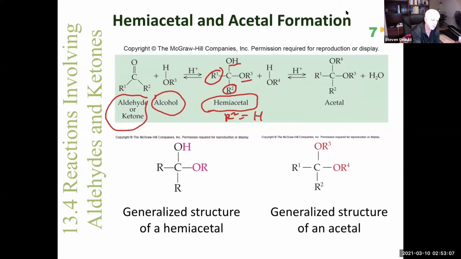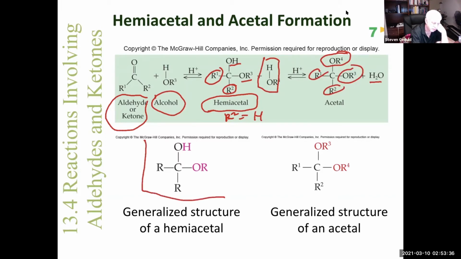Then it reacts with a second alcohol to form your acetal group. Acetal, here's your R groups, and now you have two OR groups. Again, if there's one OR and one OH, it's a hemi. It's halfway there. If there's two OR groups, then it's an acetal or a ketal. And you're always forming water as your byproduct, pulled off of there. So this is a general structure of a hemiacetal, as long as that's a hydrogen.